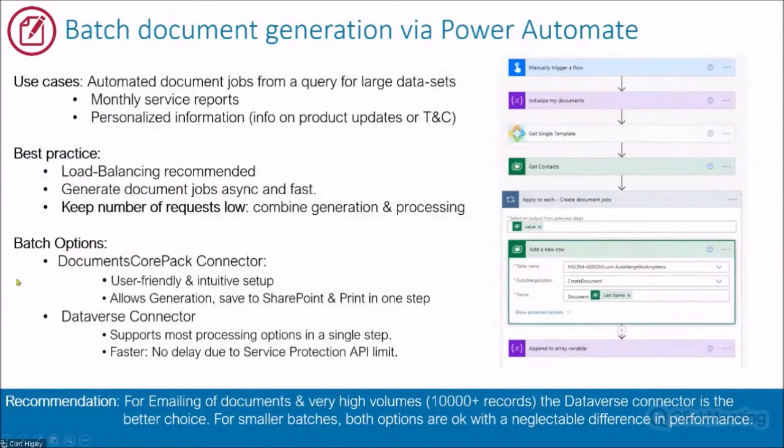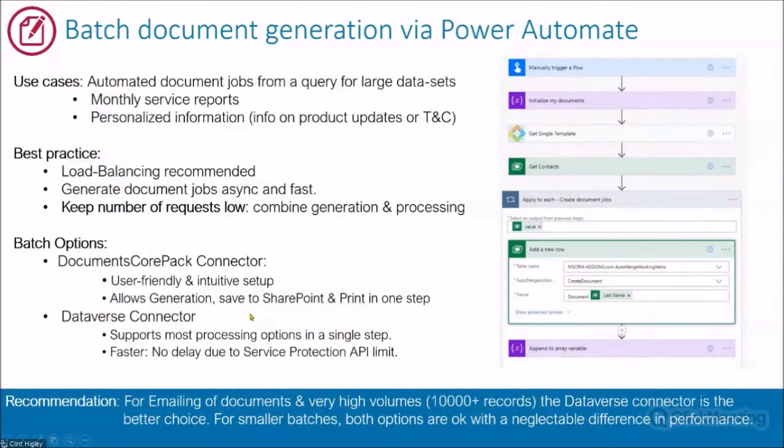Some of the batch options that we do have in Flow is we have the ability to use the DocumentsCorePack connector. If you're familiar with Flow and you've used the connector before, you'll know it's very user-friendly. It has an intuitive setup. You're just basically clicking what you want to do. It's really, really straightforward. It allows generation, save to SharePoint and print all in one step.